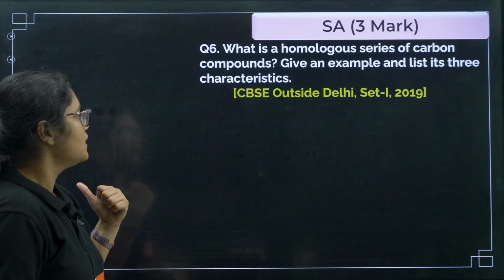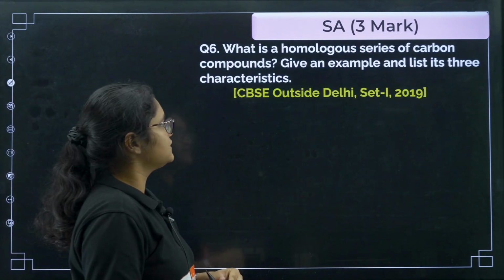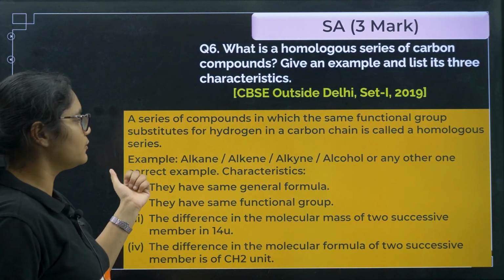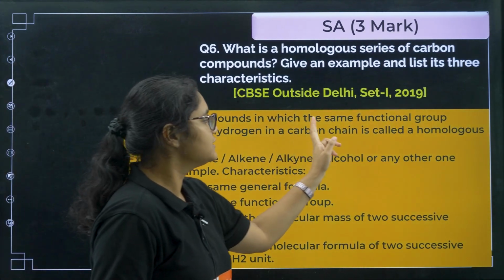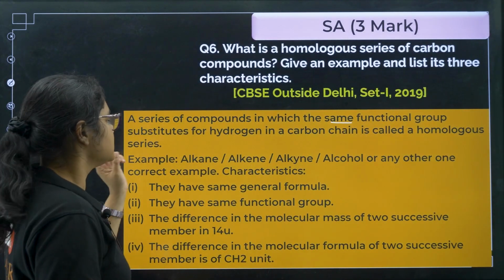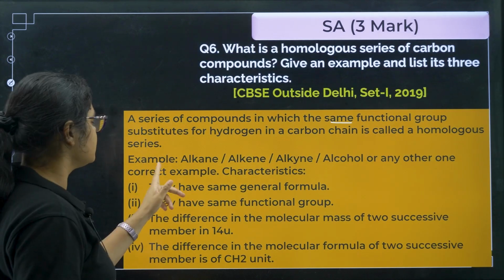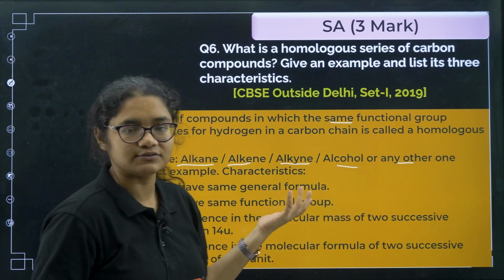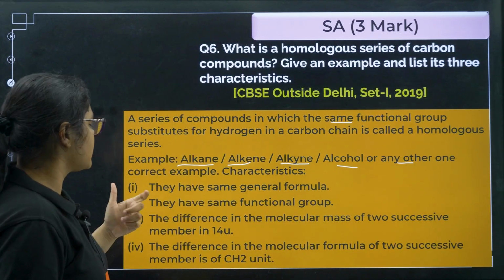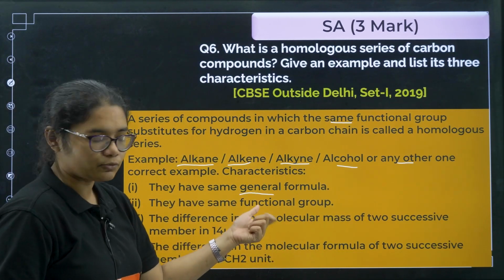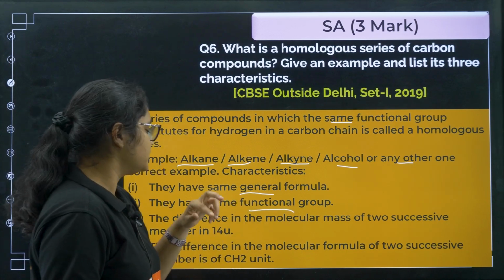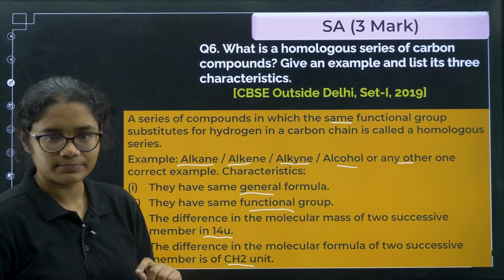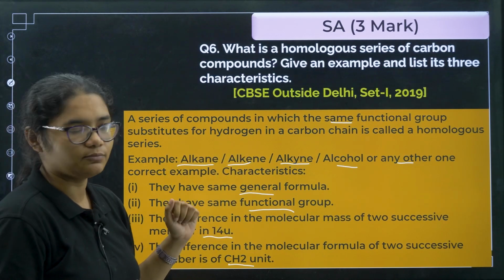KMnO4. Okay. Next is, what is a homologous series of carbon compounds? Give an example and list 3 characteristics. So a homologous series is a series where the compounds have the same functional group, right, and similar chemical properties. Examples, you can write the alkane series, alkyne, alcohol, or any other series also. Now list the characteristics: they have the same general formula, they have the same functional group, they differ by 14 u mass, and they differ by a CH2 unit. Okay, any 3 properties you can write from here.